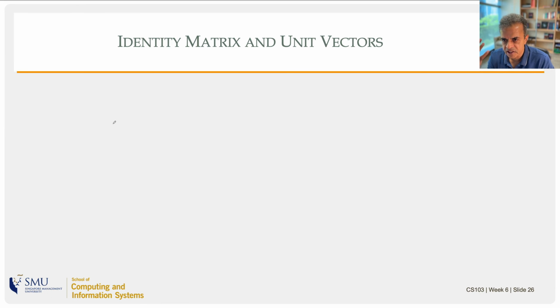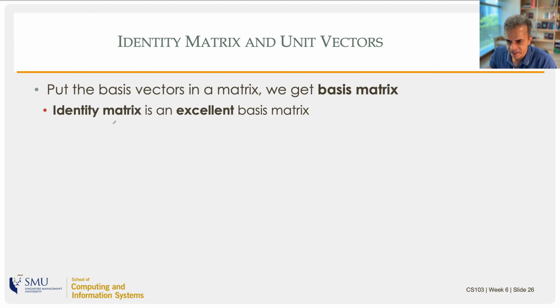It's because there is a preferred basis set there. That would be the columns of the identity matrix of that size. So the identity matrix is an excellent basis matrix. Oh, by the way, a basis matrix is just a matrix in which the columns are the basis vectors for the space or the subspace you're talking about. So take the basis vectors, instead of putting them in a set, put them in a matrix as columns, and that would be the basis matrix.